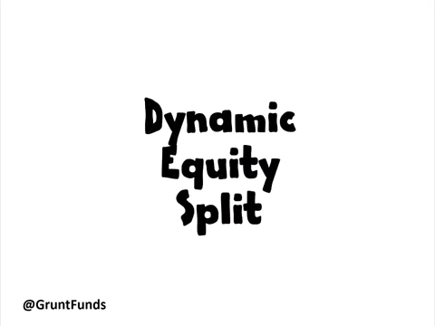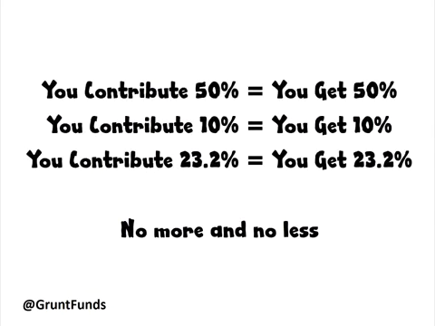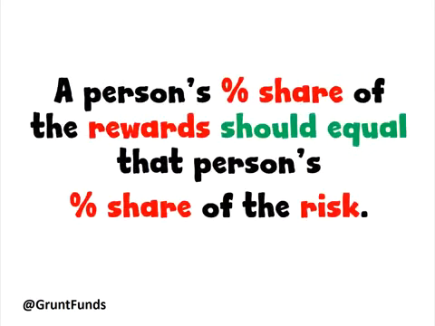The solution to this problem is called a dynamic equity split. And a dynamic equity split is one that changes over time to make sure it stays fair. And there's research that's shown that fixed splits cause problems, and a dynamic split is a potential solution for this. And today I'm going to show you a practical solution for implementing a dynamic equity split. So if you contributed 50% of what it took to get to success, you should get 50% of the rewards. If you contributed 10%, you should get 10% of the rewards. You should always get exactly what you deserve, no more and no less, no matter what changes.